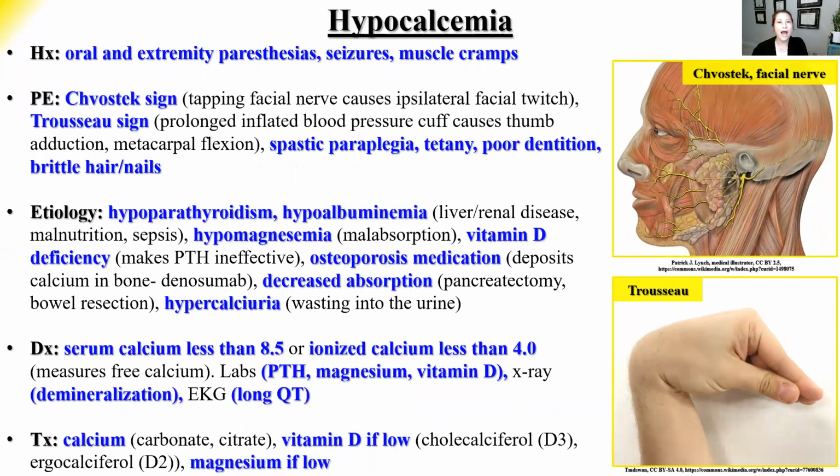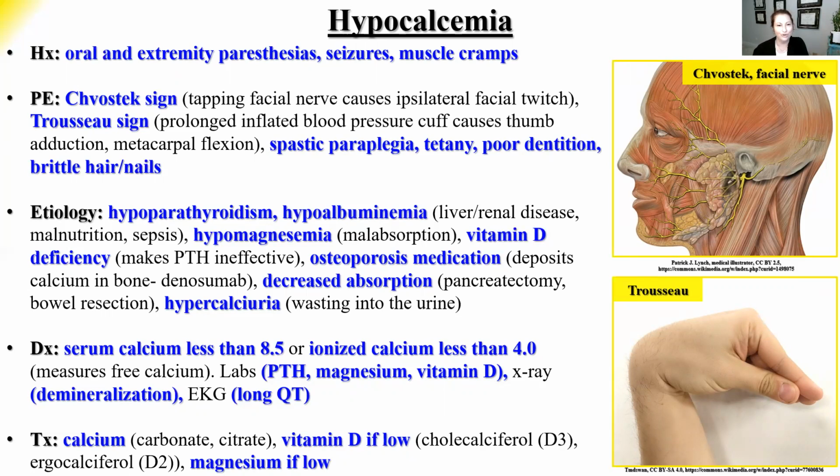Next, we're going to talk about hypocalcemia, so low levels of calcium. In this, the history exam for this, depending on how bad it is: oral and extremity paresthesias, numbness and tingling around the mouth, in the fingertips, in the toes, seizures, muscle cramps. On physical exam, these are the ones you're going to be tested on. You have the Chvostek sign. This is where you tap over the facial nerve and they'll get a facial twitch on the same side.